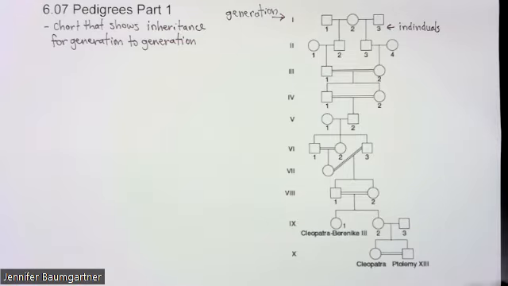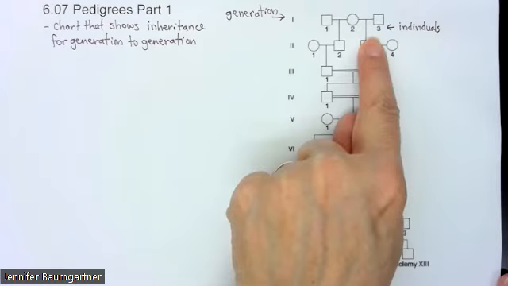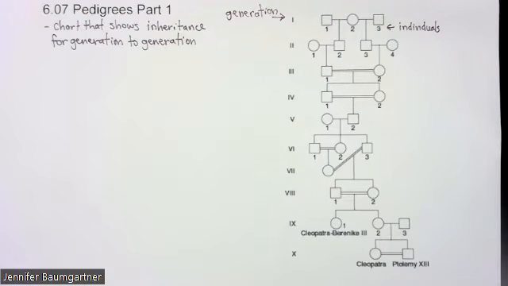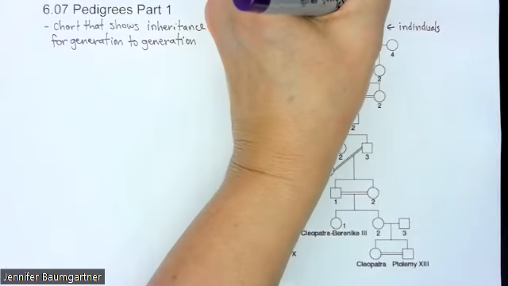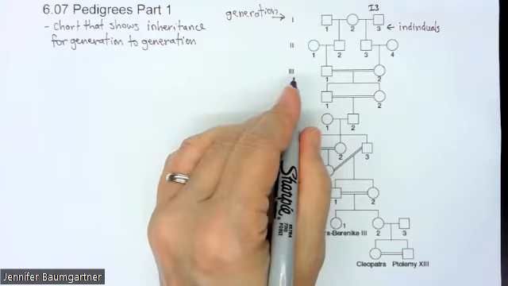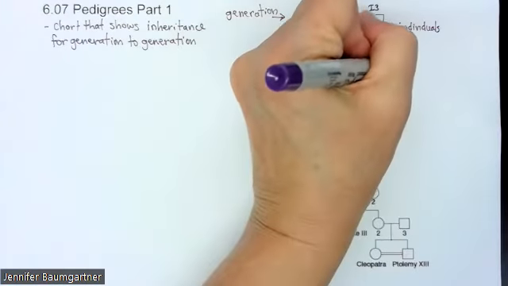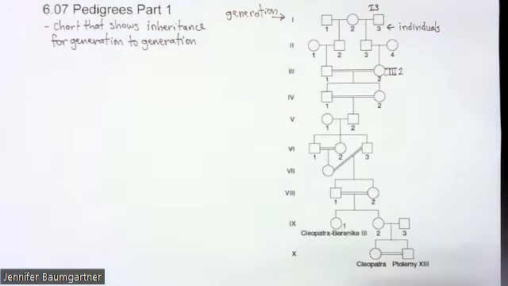So I would talk about generation 1, individual 3. So this person would be 1, 3. Down here, I have generation 3, person 2. And we designate specific people on a pedigree by that combination of Roman numeral and number.